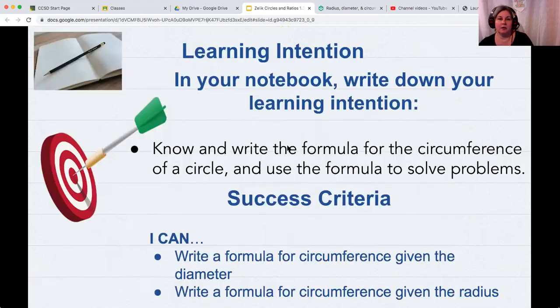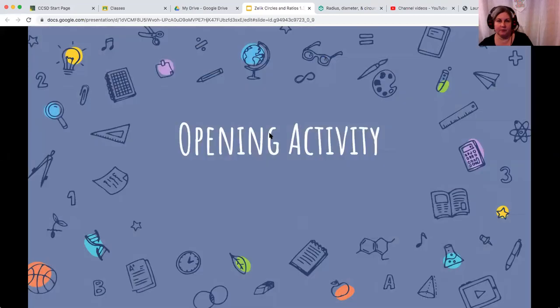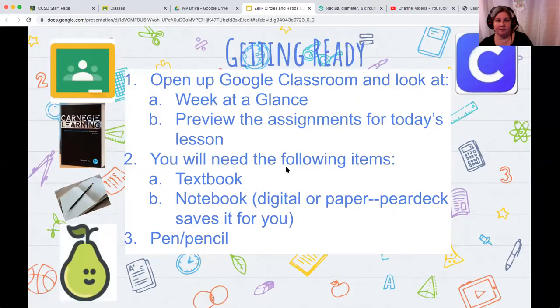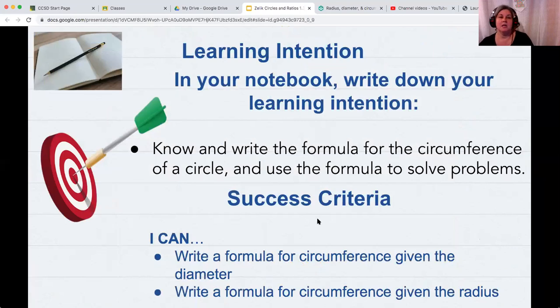So you're going to need to open up the slides that I'm referring to, and then follow along, okay? So our learning intention is the same. You're going to know and write the formula for the circumference of a circle and use the formula to solve problems.